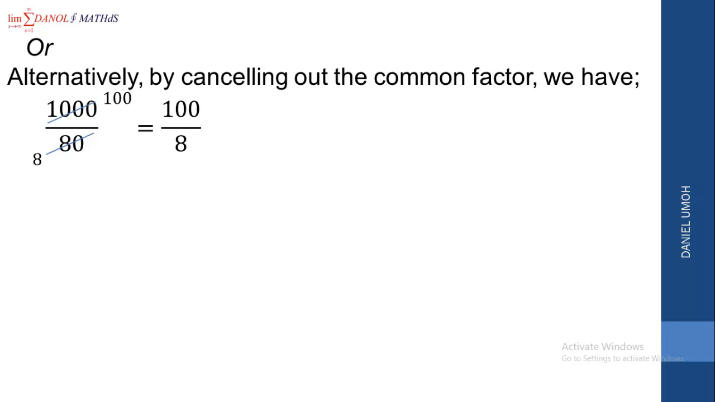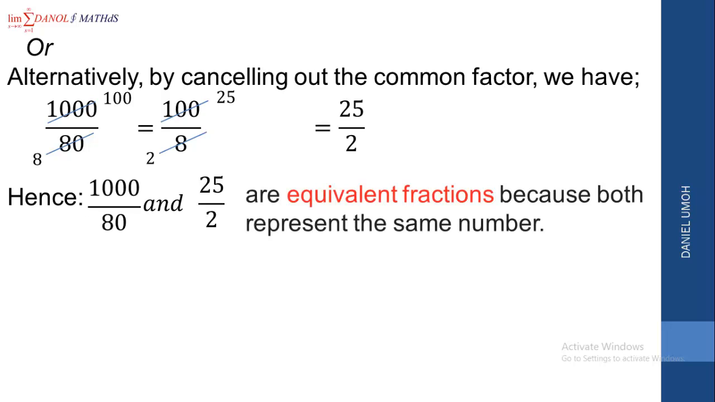So what we're going to have left is what? 100 over 8. But this can be further reduced. So if we use 4 to break it, 4 goes into 100, that gives us 25. And then 4 goes into 8, that gives us what? 2. So therefore, this is now equal to 25 over 2. This cannot be further reduced. So hence, we can say that 1000 over 80 and 25 over 2 are equivalent fractions because both represent the same number.